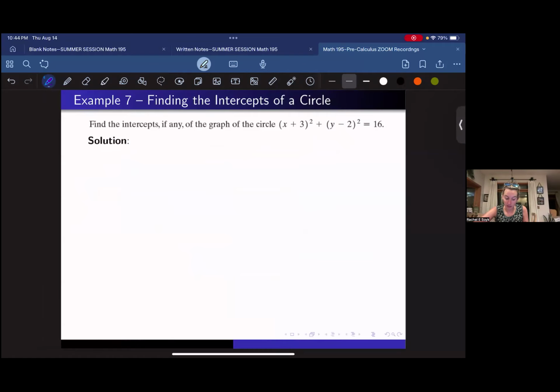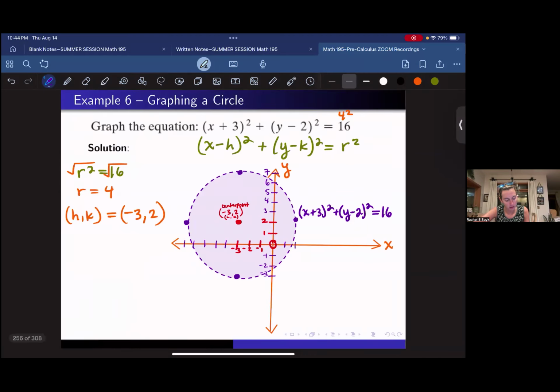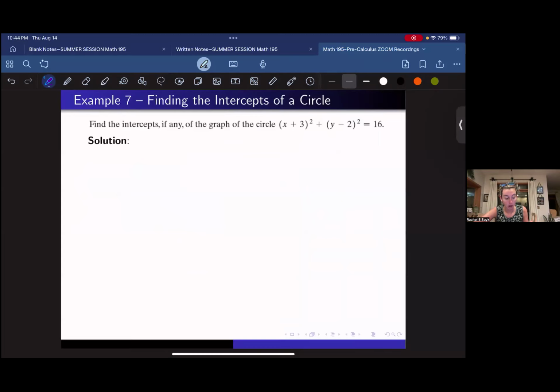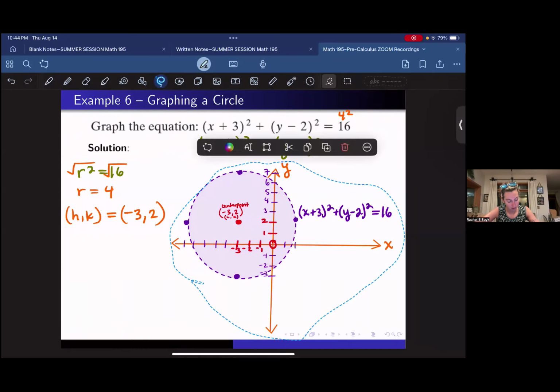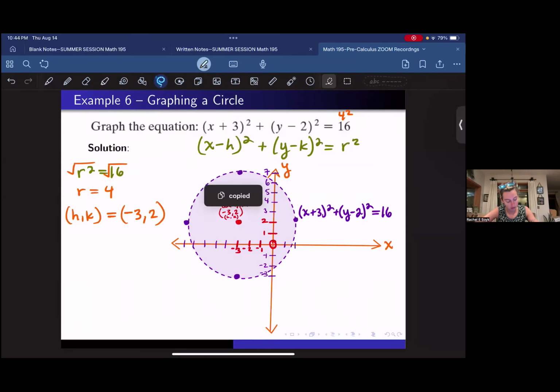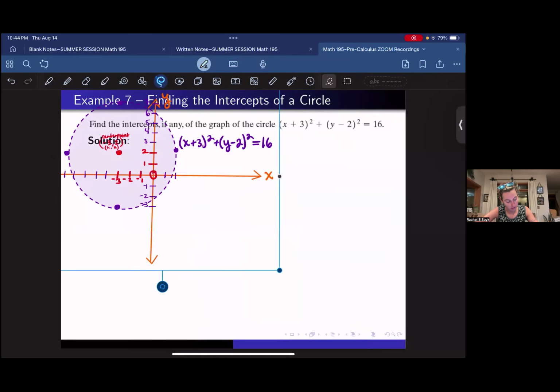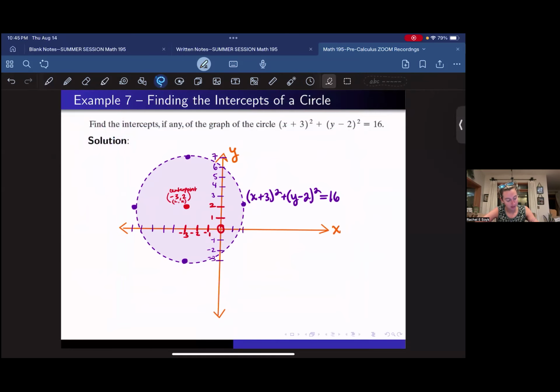Let's do another example together. I believe these are actually the same equations, plus 3 minus 2. They are. So this example is asking us to find the intercepts, if any, of the graph of the circle. So we did all this work on this previous example. Let's not waste it. So I'm just gonna copy this over and put it onto this slide. And that way we can very clearly see our intercepts.